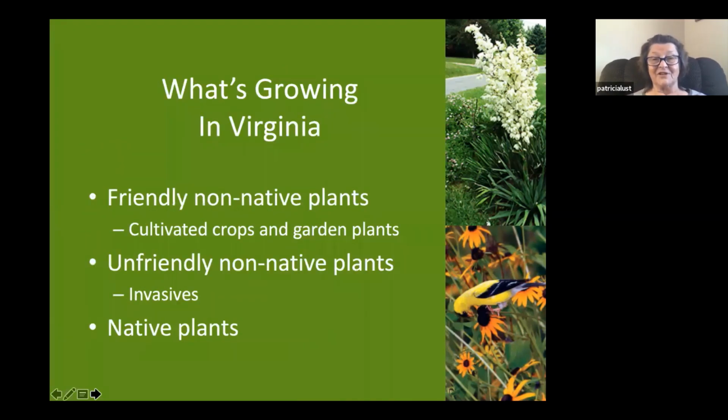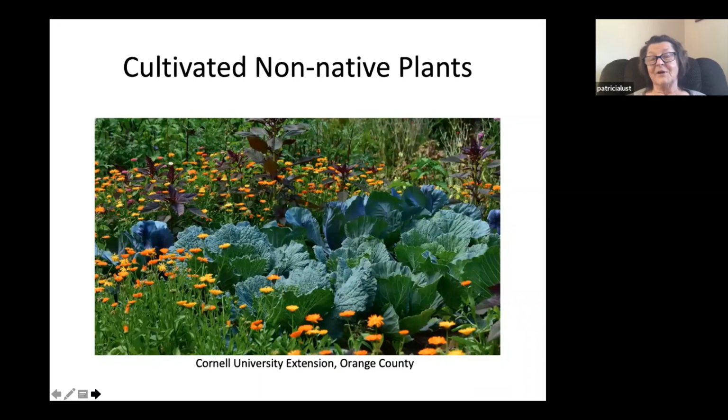All right, so the first section, what's growing in Virginia? I already said that in my mind, they split into 3 different categories. Friendly non-natives, which is the bulk of what we have in our garden. Unfriendly non-natives, mostly growing along the roads and in barren patches, where they are able to come in and invade. That's why we call them invasives. And then our native plants. Those are my friends.